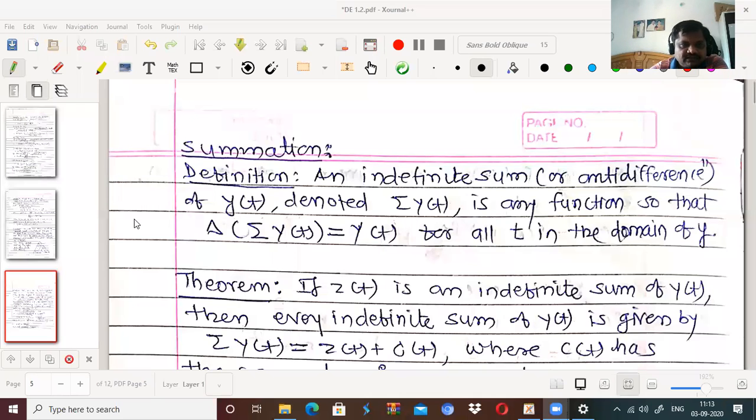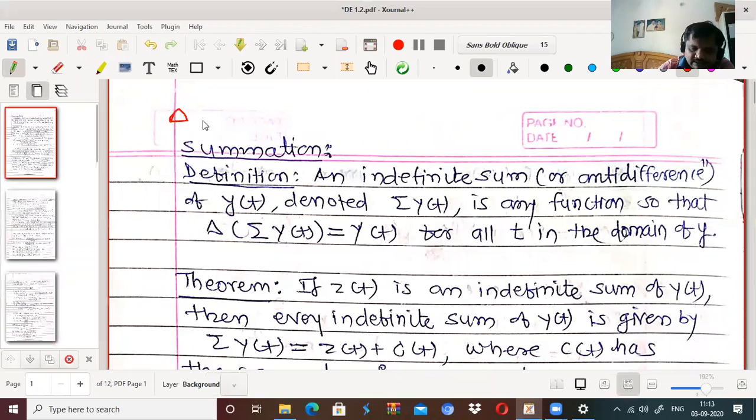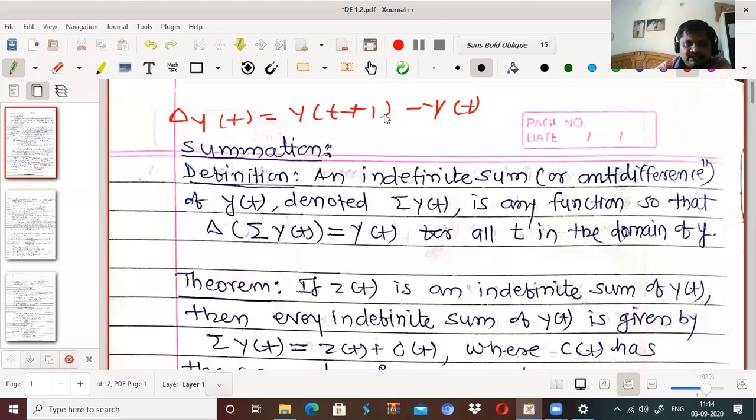Let us start with summation. We all know that we have seen the concept of delta, right? Delta yt equal to yt plus 1 minus yt. This type of concept was our delta yt equal to yt plus 1 minus yt. This delta is called difference operator.